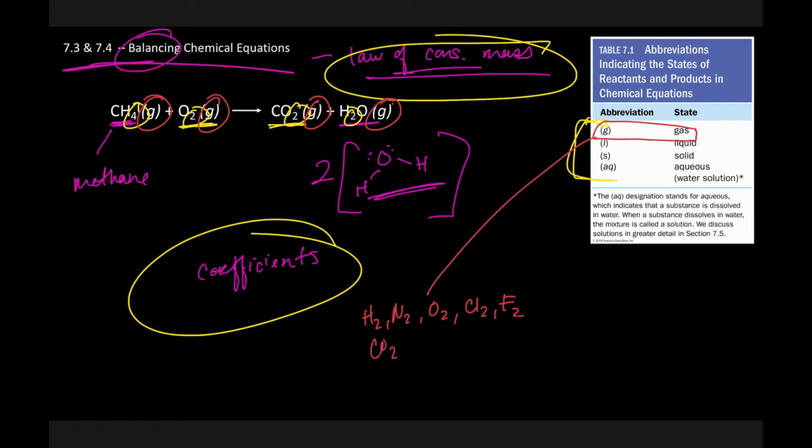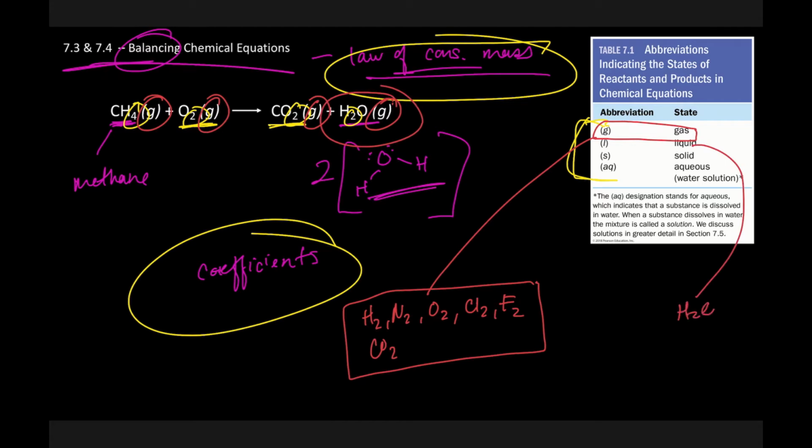These things are all gases at room temperature, which means that when you're writing an equation, they will get that G next to them to indicate that they are gases. And obviously there are exceptions. Here in this case, we might assume that water would fall under liquids. That seems to make sense. Water is a liquid at room temperature.